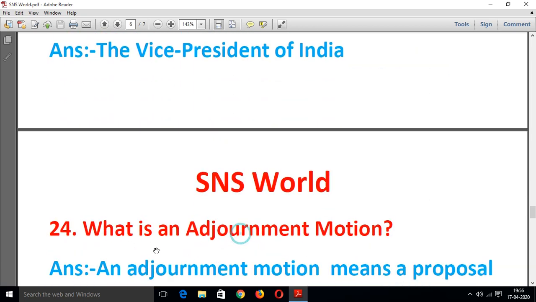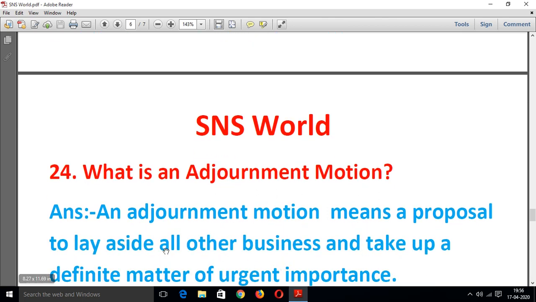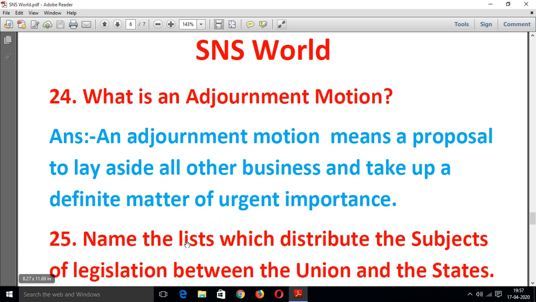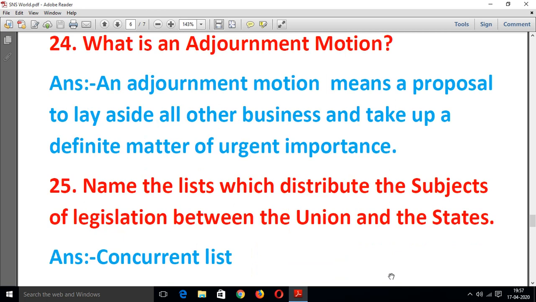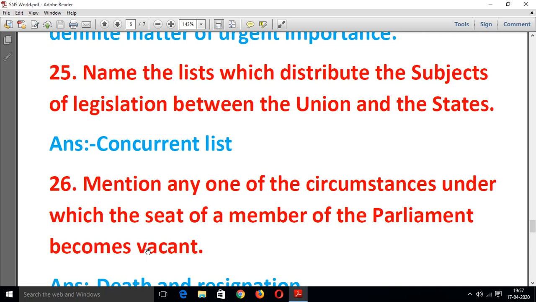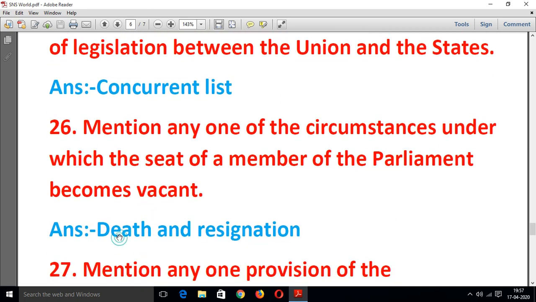What is an adjournment motion? An adjournment motion means a proposal to lay aside all other business and take up a definite matter of urgent importance. Name the list which distributes the subjects of legislation between the Union and the states. Concurrent list. Mention any one of the circumstances under which the seat of a member of Parliament becomes vacant: death and resignation.